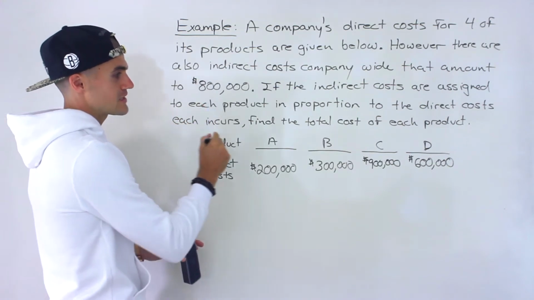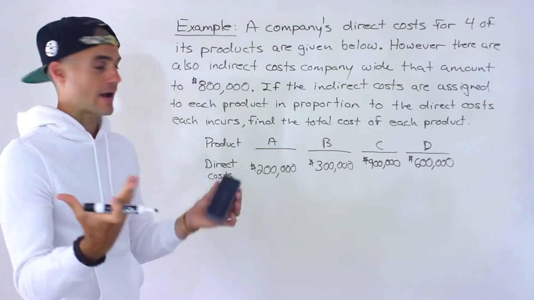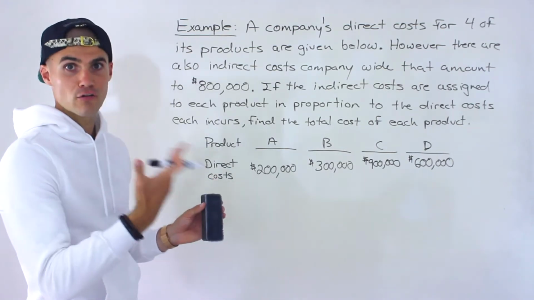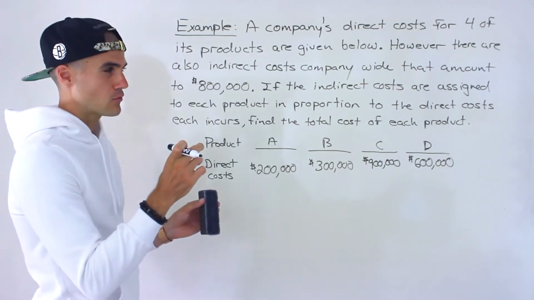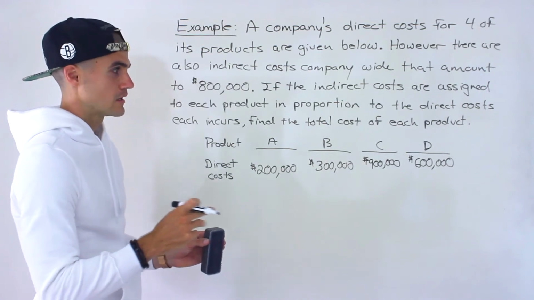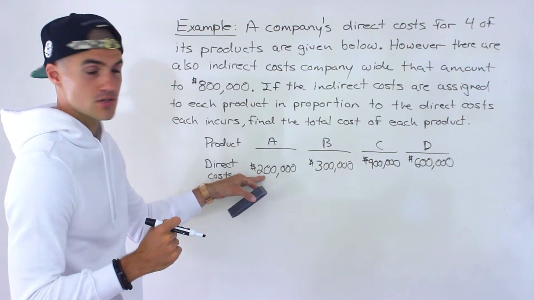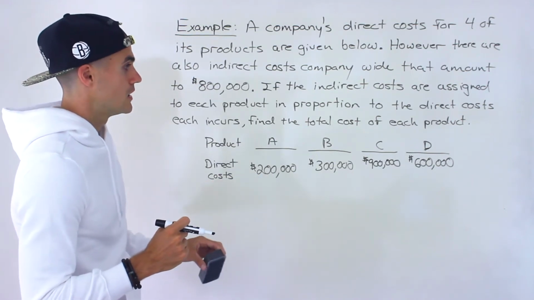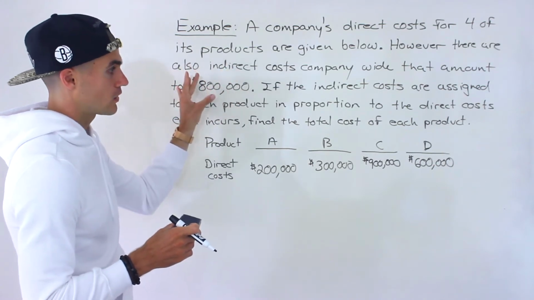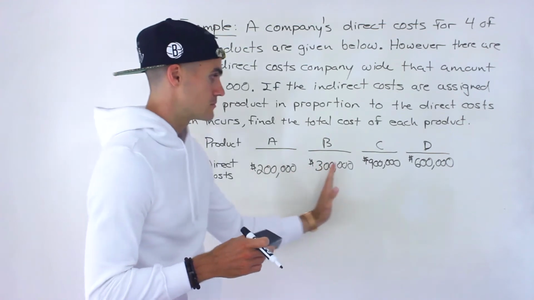So for example, let's say that all 4 of these products here, they're being created in the same factory, then maybe the lease for the entire factory would be an indirect cost. You can't really take that cost and trace it to each specific product. It's just the cost for the whole factory where all 4 products are being manufactured. So what happens is you got to take those indirect costs and then assign them to each product.